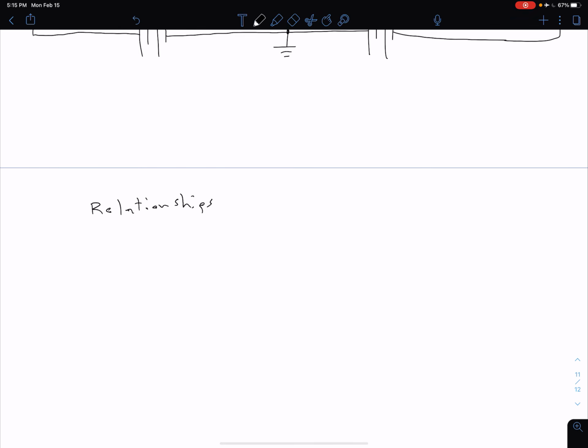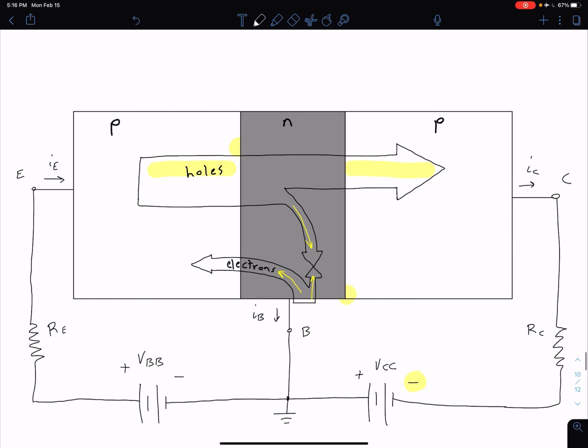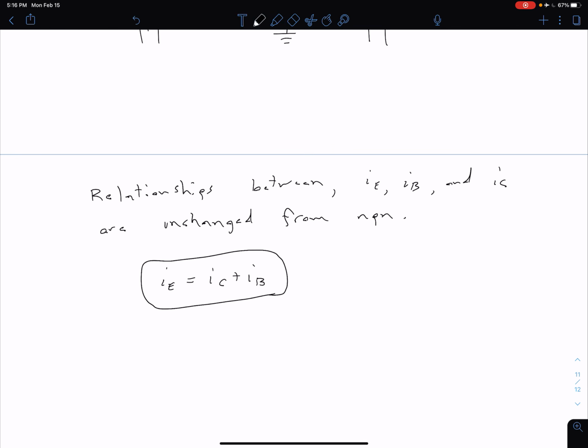So the relationships between our terminal currents, our IE, our IB, and our IC, are unchanged from the NPN case. That means for all modes we have that IE is equal to IC plus IB. Of course, we get that by treating this whole BJT as one node. We see IE is coming in, IB and IC are coming out. And then all the equations we talked about with our betas and our alphas relating IC, IB, and IE also hold true. But keep in mind those are only relevant for forward active mode.